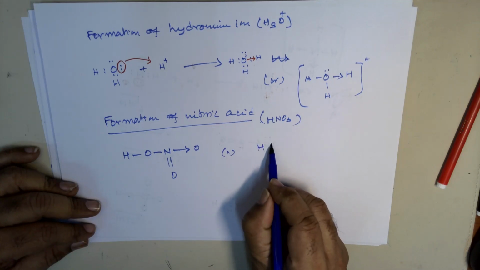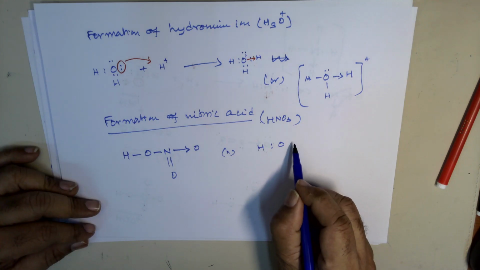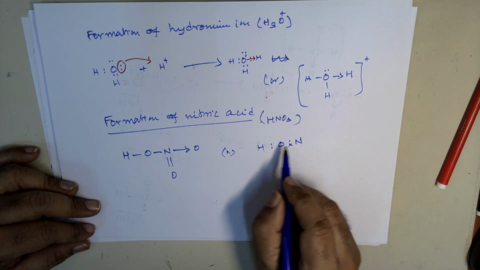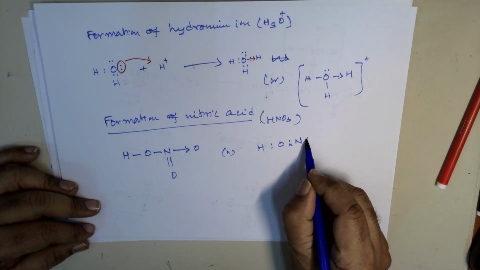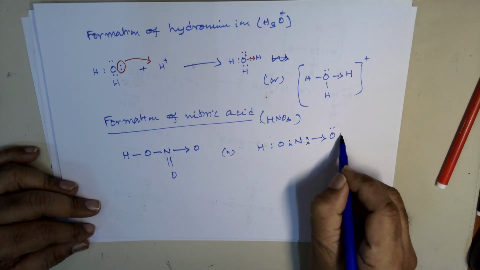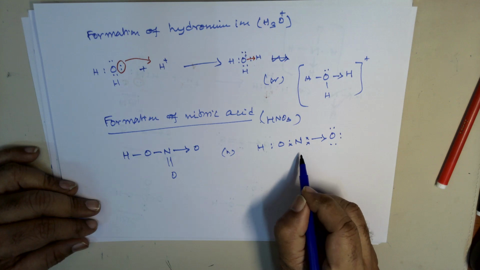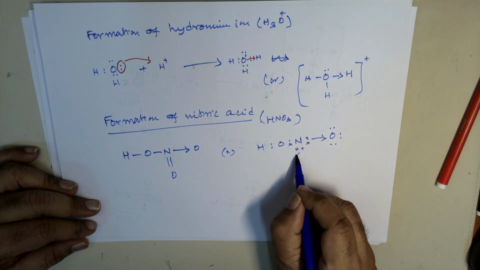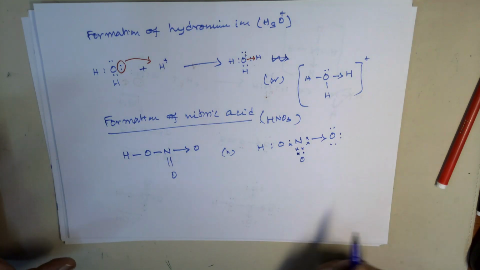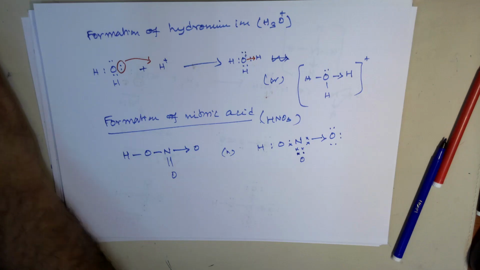So H bonded electron with the O, and then bonded electron with the nitrogen, and then the nitrogen has donated a pair of electrons to oxygen, and you have got here two pairs of electrons that develops double bond O. Got it? Okay.